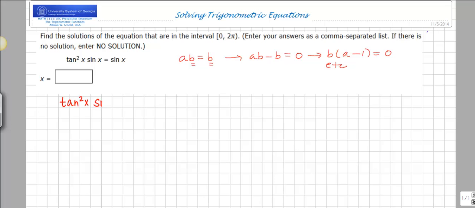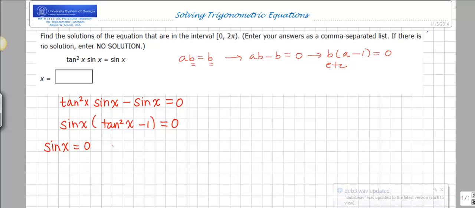So I will write tangent squared x sine of x minus sine of x equals 0. We'll factor out the common term sine of x, which leaves me with tangent squared x minus 1. And now I see from the fundamental theorem of algebra that I have two possibilities: sine of x equals 0 or tan squared x minus 1 equals 0.